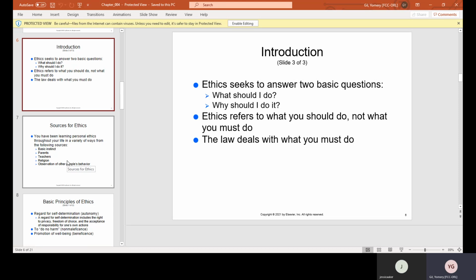Ethics seeks to answer two basic questions. What should I do and why should I do it? Ethics refers to what you should do, not what you must do. The law deals with what you must do.